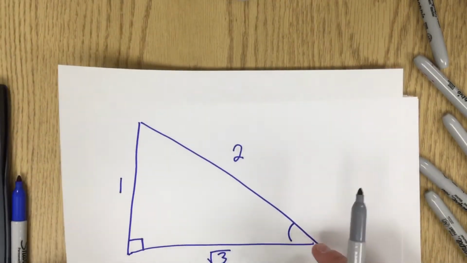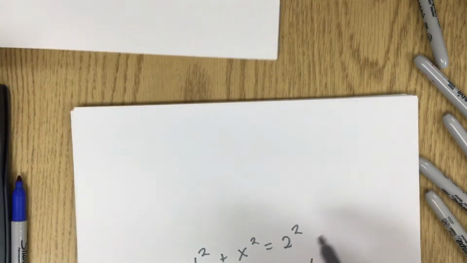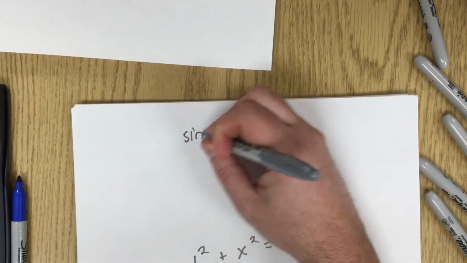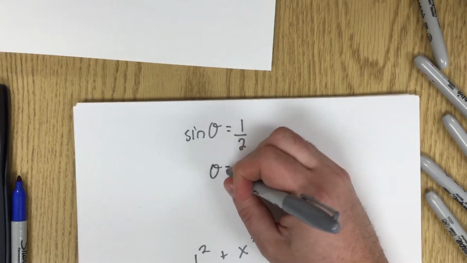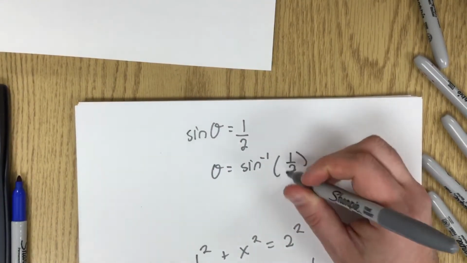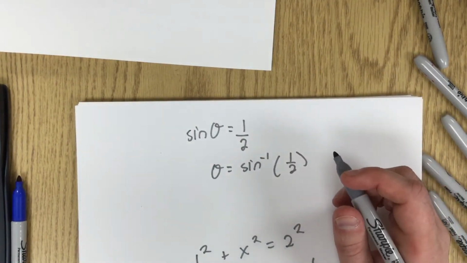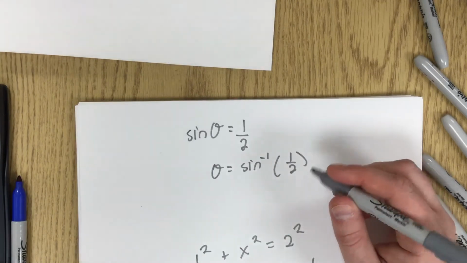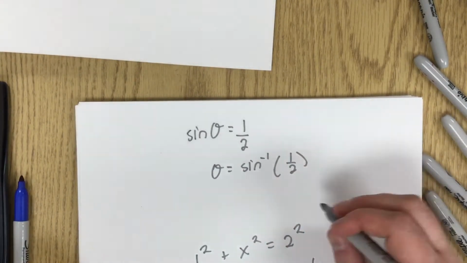So we know that the sine of this angle is 1 over 2. So the sine of that angle is 1 over 2, and so theta equals the inverse sine of 1 over 2. I said you didn't need your calculator, but there we go. We're going to use it anyway. It turns out to be 30 degrees.